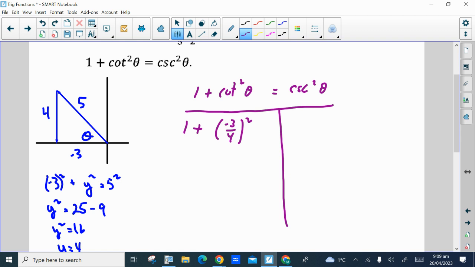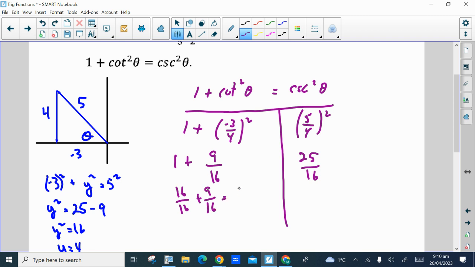Cosecant is the reciprocal of sine. The sine is 4/5, so the cosecant has to be 5/4. And again, that's also squared. So on the right side, when you square the numerator and denominator, you get 25 over 16, and you get the same thing on the left side. So when you square negative 3, you'll get 9 over 4 squared is 16. To add these together, you need a common denominator, so we would write 1 as 16 over 16. And 16 plus 9 does equal 25 over 16. So we've shown that that identity does work.